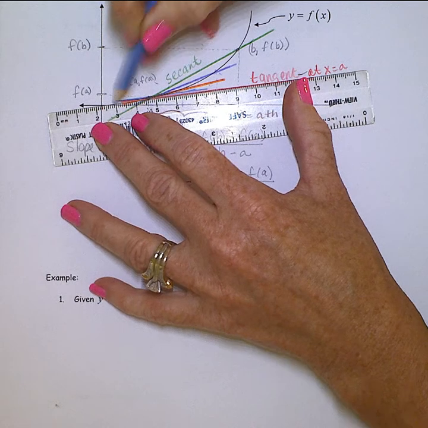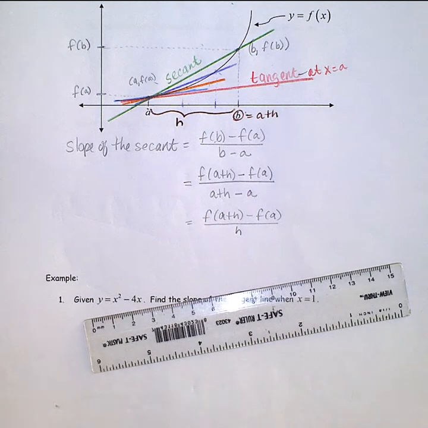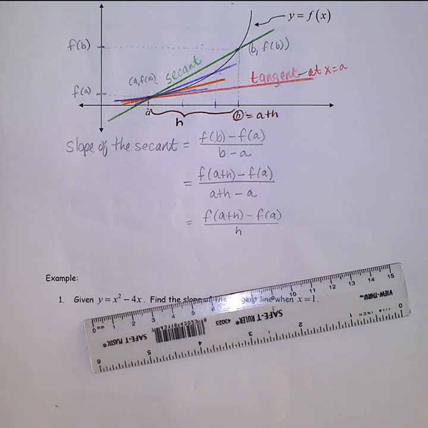What about the slope of each of those secants? As I made my h get smaller and smaller and smaller, what's happening to the slope of the secant line in relationship to the slope of the tangent line? The slope of the secant is getting closer and closer and closer to the slope of the tangent. Okay, and that happens as I let h get smaller and smaller and smaller.